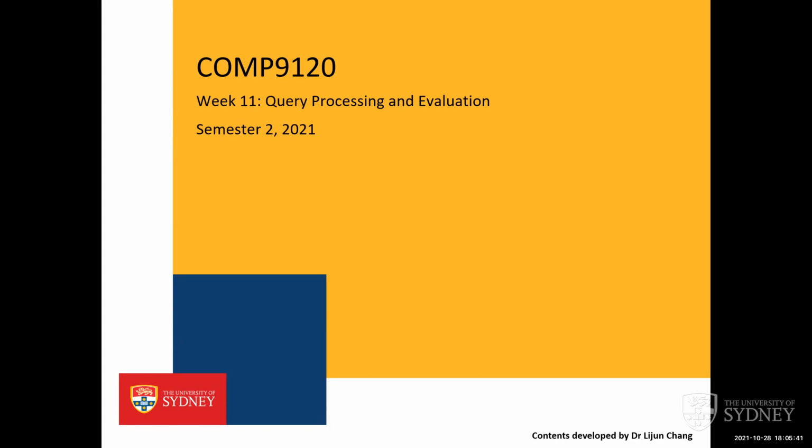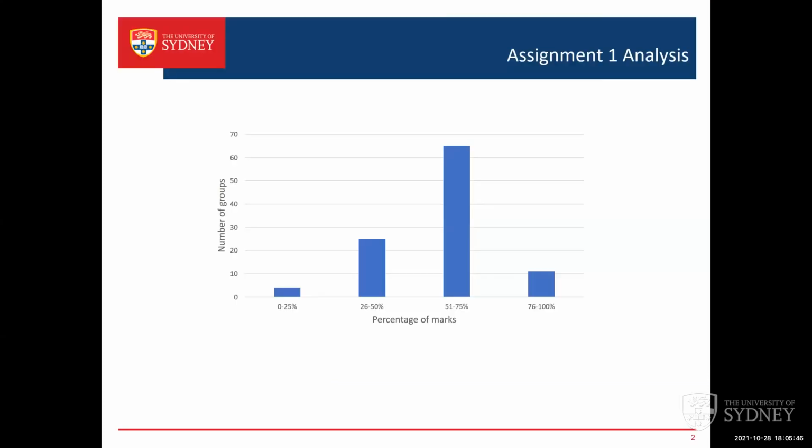Okay, so today we'll have a look at query processing and evaluation, how to evaluate a query. First of all, the assignment 1 analysis. Most of you are in this region from 51 to 75%. Around 10 to 12 groups were greater than 75. The average score was 57%. Last semester it was 61%. It dropped down a little bit. Hopefully assignment 2 will be better for you.